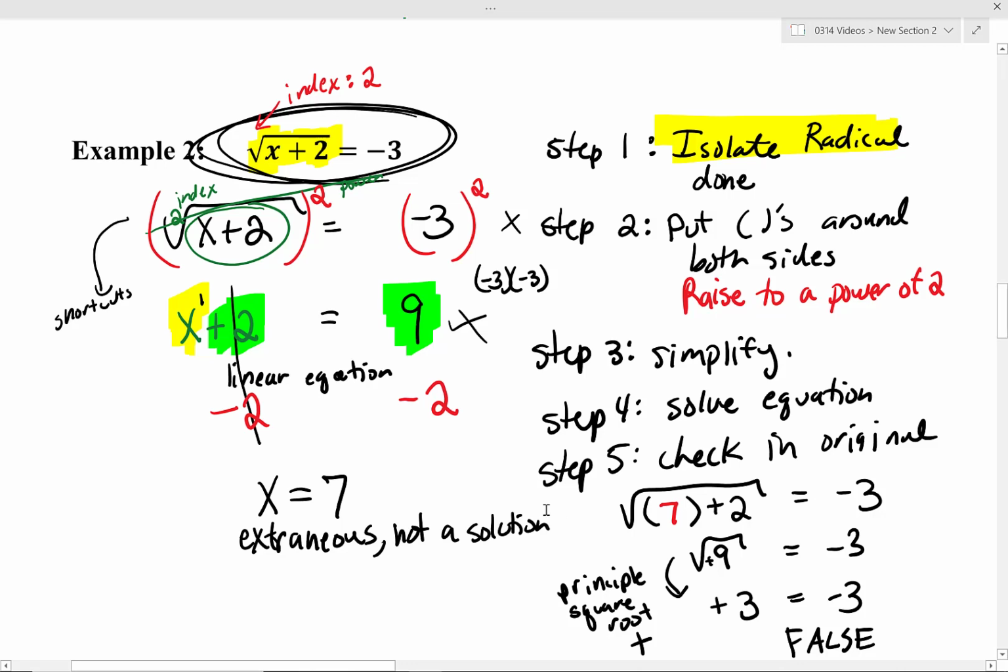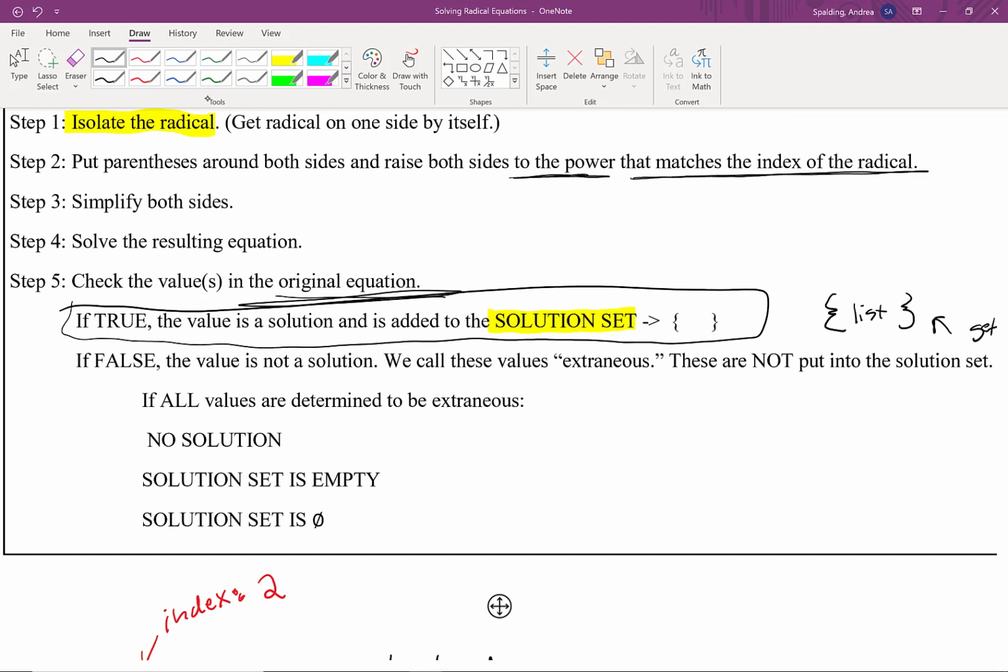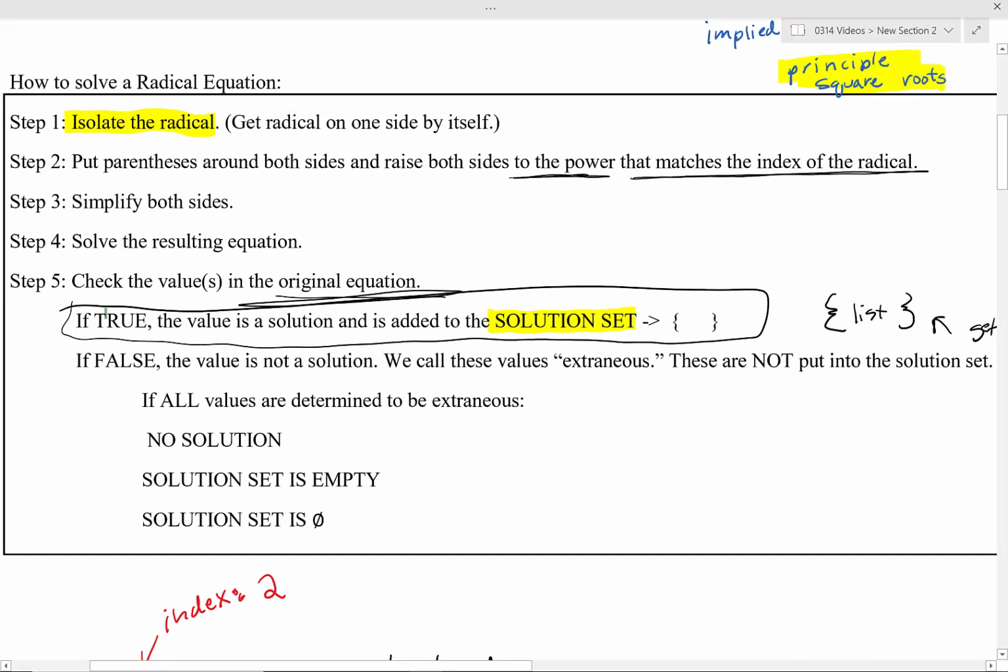Well, let's go back up to our steps at the very beginning of the notes, and let's talk about this. All right, so step 5 says check your values in the original equation. If your value comes back false, then that value is not a solution. And we call these values extraneous solutions. And we do not put them into the solution set.